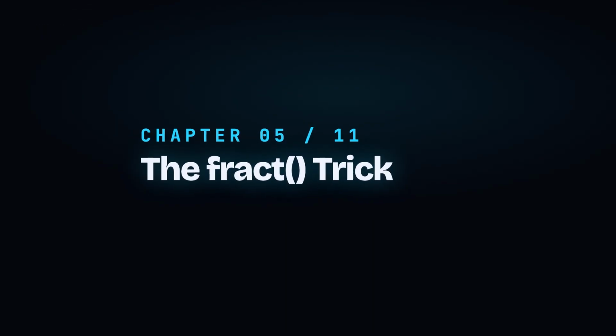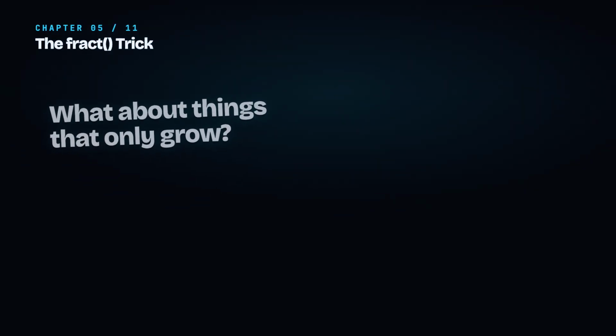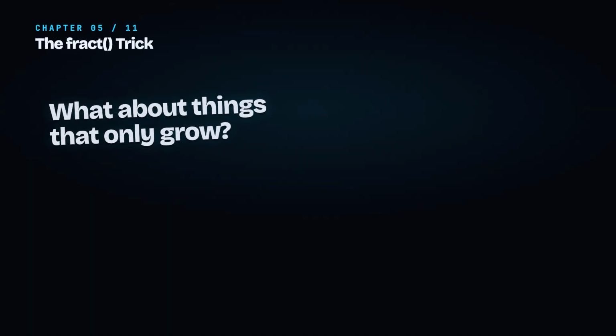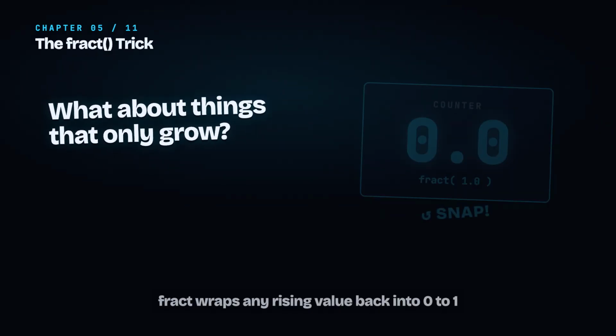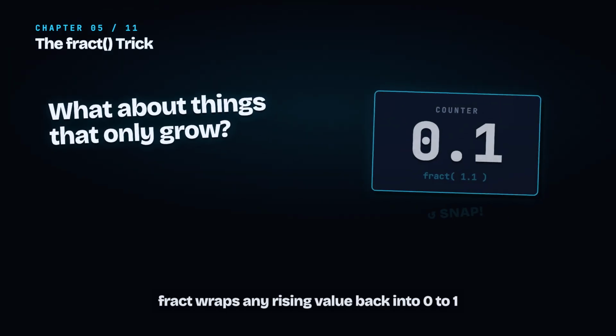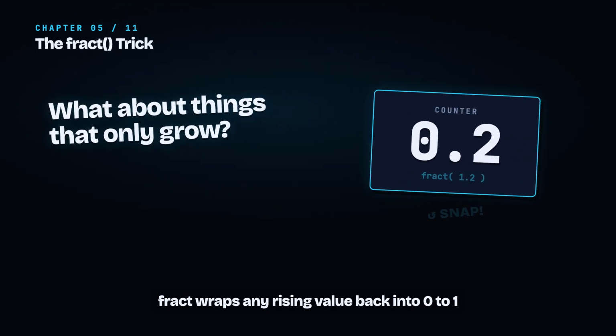Sine is perfect for things that swing back and forth, but a lot of motion doesn't swing. It only goes one way. A progress bar filling up, a star field drifting past, a number counting higher and higher. If a value just keeps growing, it can never naturally return to its start. So how do we loop it? This is where fract saves the day.